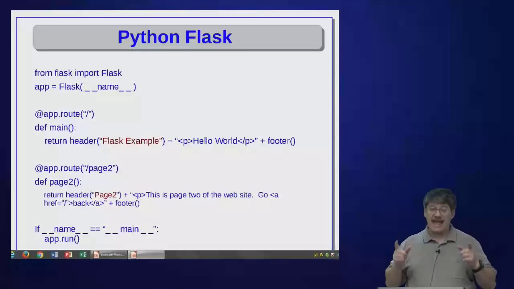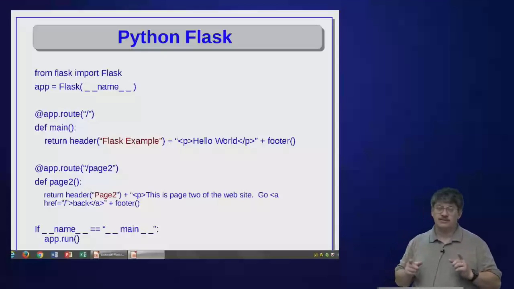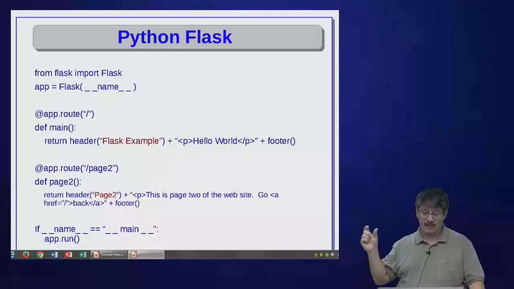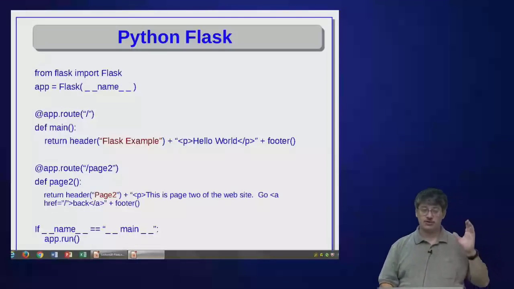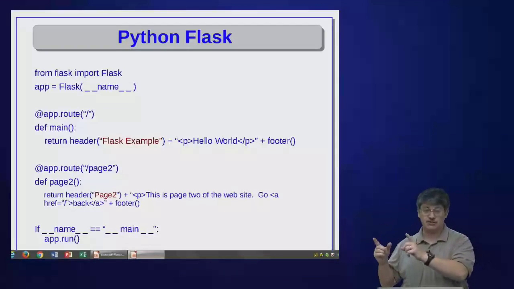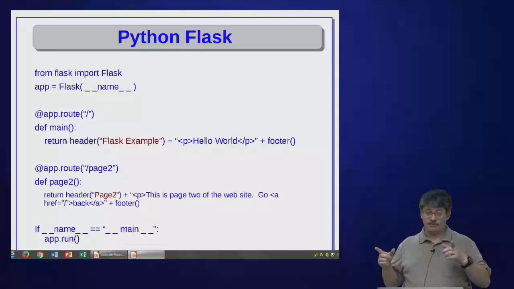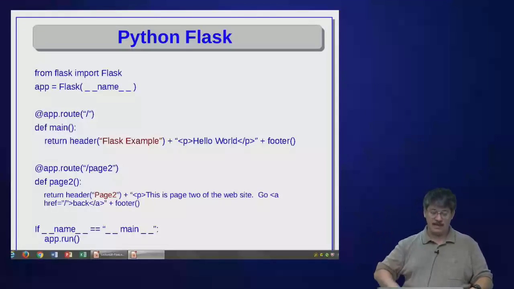And now I can use my app decorator to add a new route that says if they go to this other page, to page 2, instead of running the main function, run this page 2 function that I've defined. And in the page 2 function, I can return a header with the title page 2. I can put in a different paragraph that says this is page 2 of the website. And I can say go back and make go back a link to my root page.